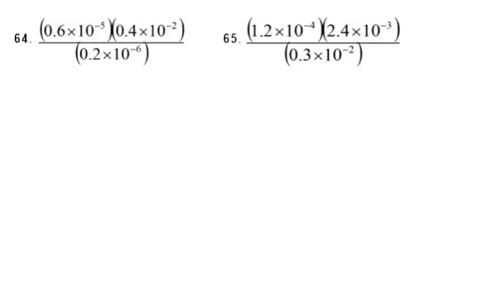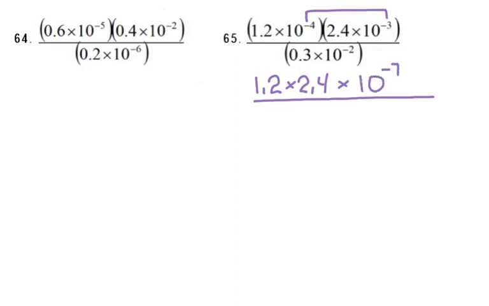Let's try to do another question similar to the one that we just did. So again, in number 65, I have 1.2 and 2.4. So there are different ways to solve this question. But as long as we're following the same kind of rules, then it's easier to simplify. Negative 4 and negative 3 will give me negative 7. And on the bottom, in the denominator, I have 0.3 and negative 2. So I'm going to cancel a negative 2 and the negative 2 from the top and bottom. So that gives me 10^-5 left in the numerator.